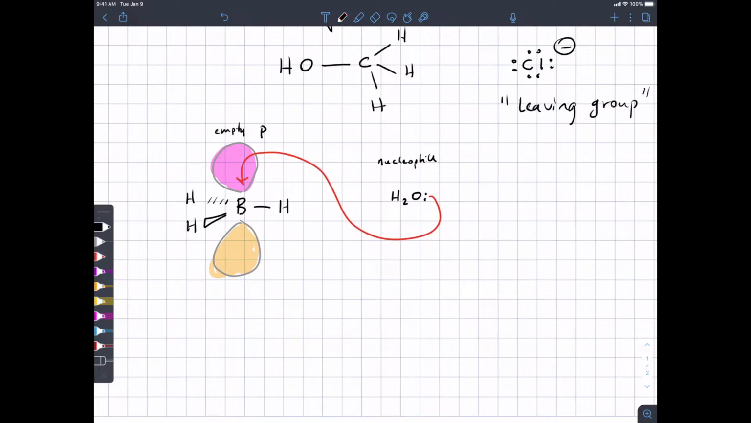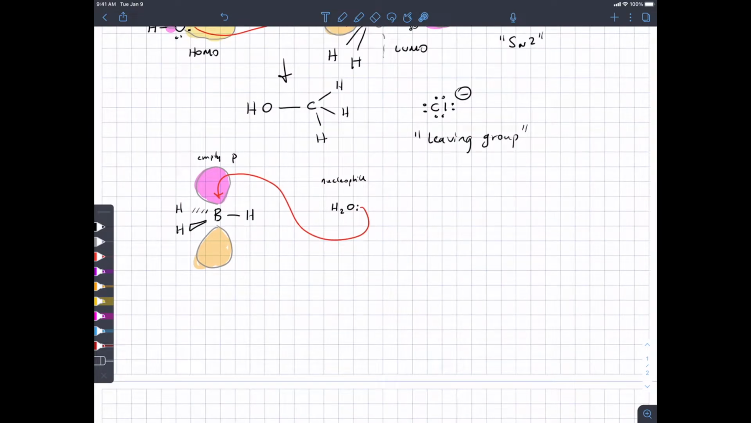HOMO attacks LUMO. When you have the HOMO of a nucleophile attack an empty atomic orbital, you just make a new bond. There's no need to break another bond because this isn't an antibonding orbital. It's simply an empty p orbital. So in red is the new bond that we made. And all we have to do is make a few adjustments in formal charge. The oxygen should now have a positive formal charge on it, and the boron should have a negative formal charge on it.